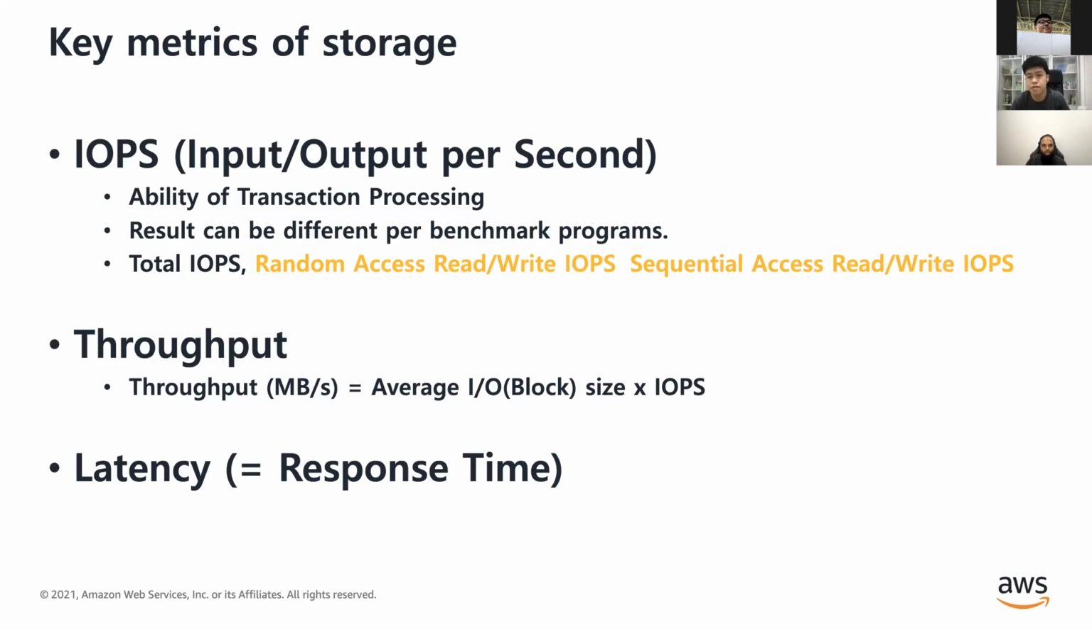Key metrics of storage. This is pretty high level and straightforward, because we could have the whole day and just talk about storage metrics alone. Usually you'll hear about IOPS and throughput. IOPS is basically the ability of transaction processing. Throughput is basically the average IO block size multiplied by the number of IOPS. Latency is basically the response time, like we saw earlier, about registers and about cache. As much as possible, you want to reduce the latency between data being fetched and returned.